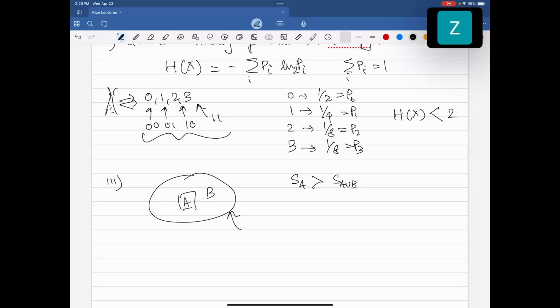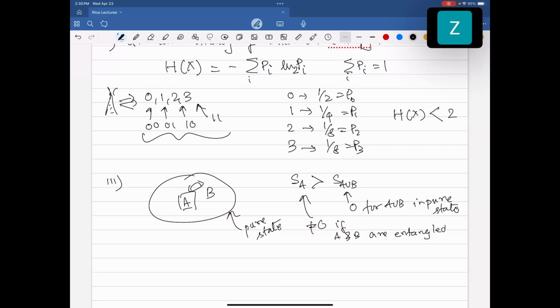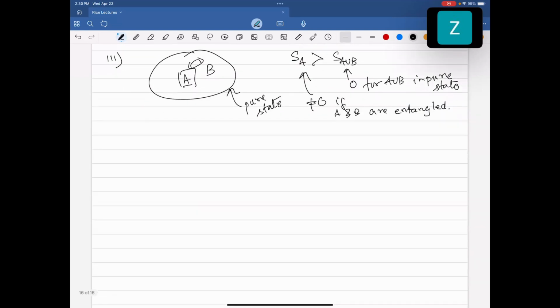Imagine that the total system is in a pure state, but there is entanglement between A and B. Then SA union B is going to be 0 for A union B in a pure state. But SA will be non-zero if A and B are entangled. And this is something that can never, ever happen for classical probability distributions. If you have 2 random variables, then the Shannon entropy for the 2 random variables would always be bigger than or equal to that of either one of them. That's something that's very important.